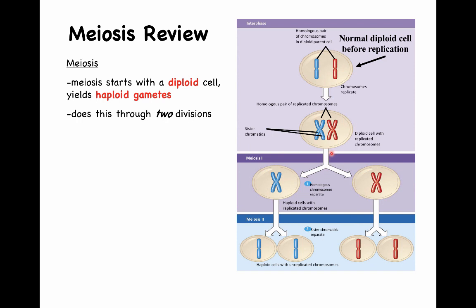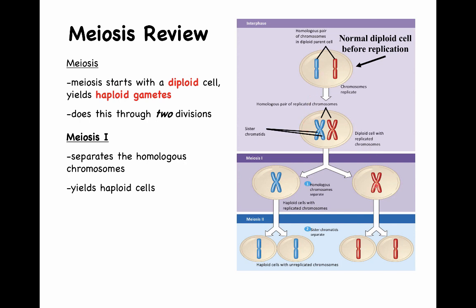It does that through 2 divisions. So first, the chromosomes are duplicated. That happens before division. So here we have our duplicated chromosomes. We divide once, separating the 2 homologs. We divide again, separating the 2 chromatids. And so we end up with 4 cells that only have half the number of chromosomes as what we started with.